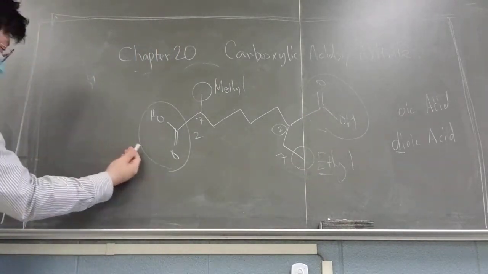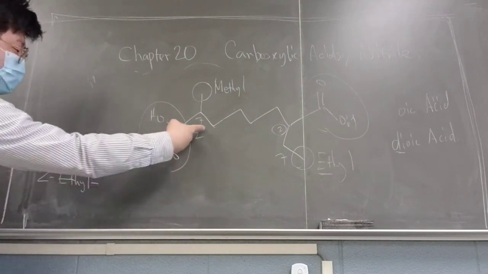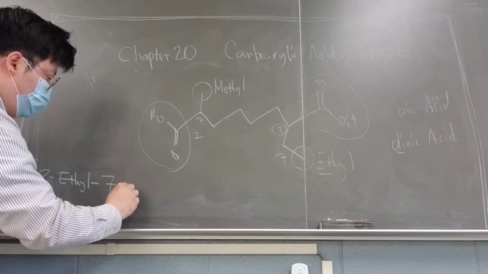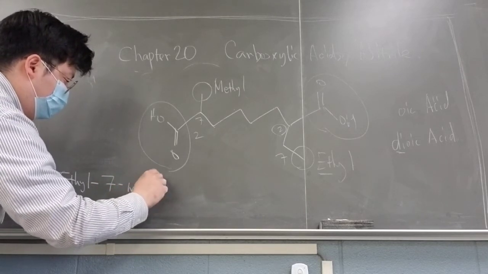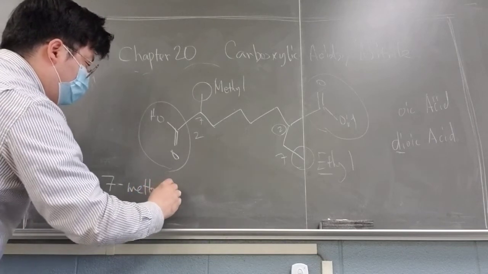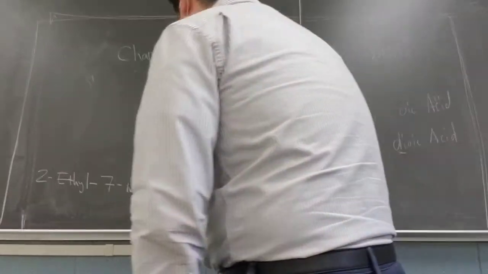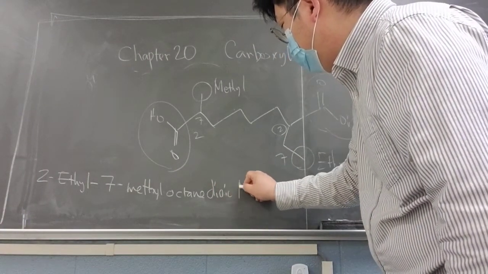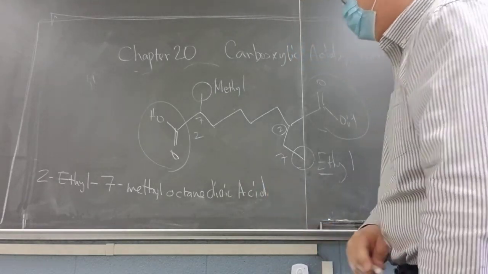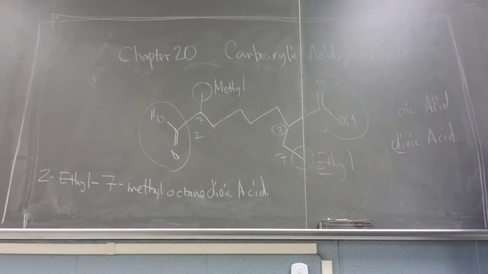So it'll be, let me actually write it. E ethyl, 7 methyl. Okay. Methyl. And then octane. And then still dioic acid, because you have 2 carboxyl groups. So this name is 2 ethyl 7 methyl octane dioic acid.